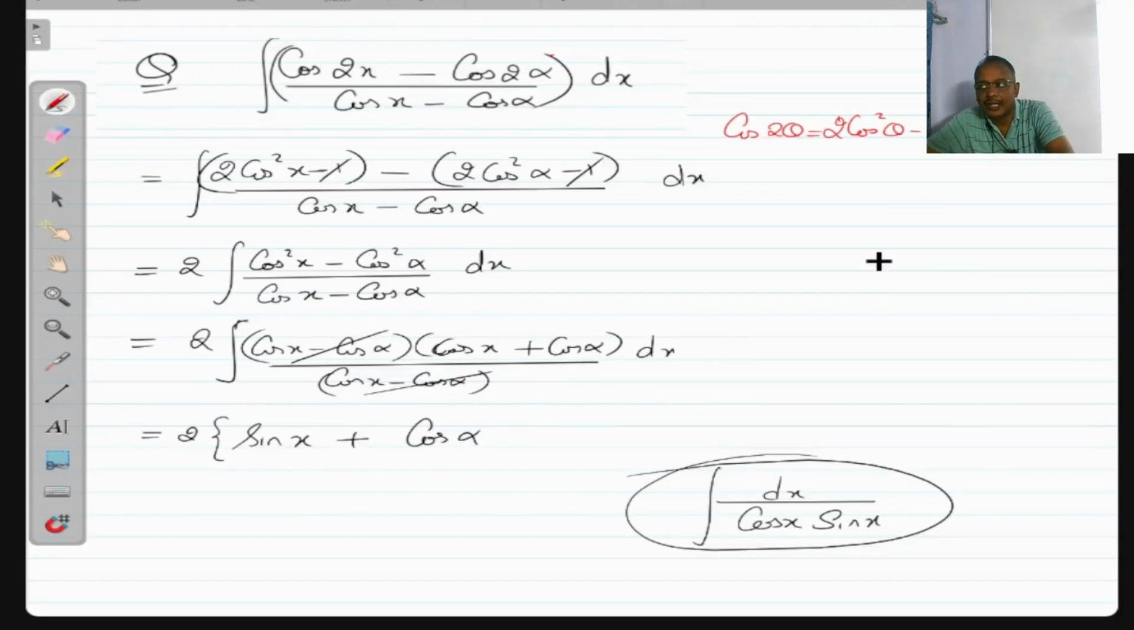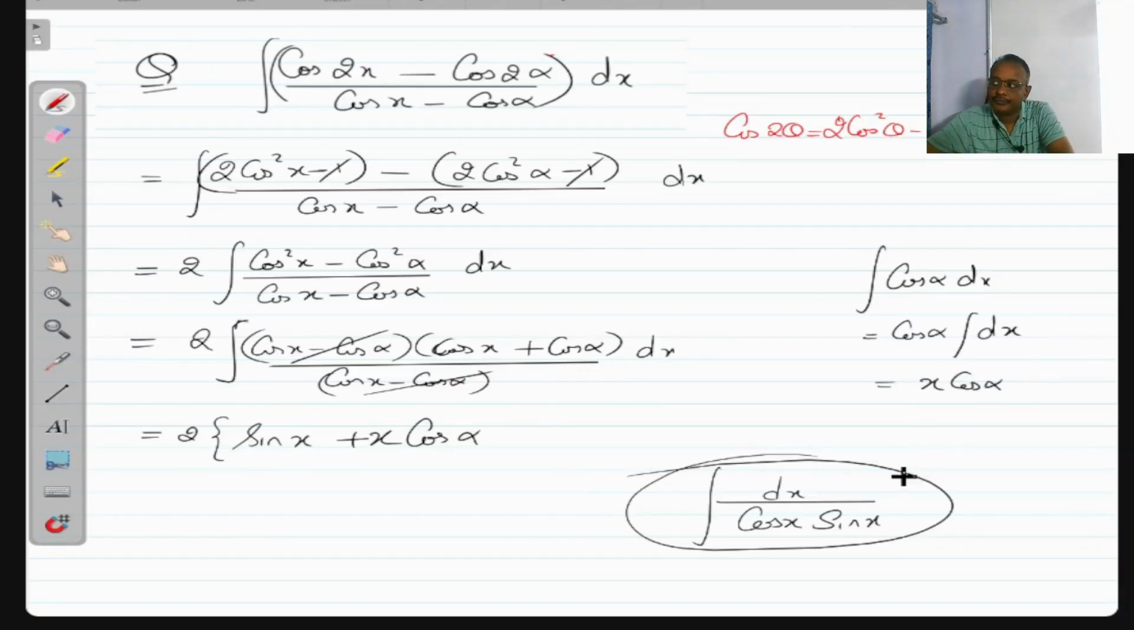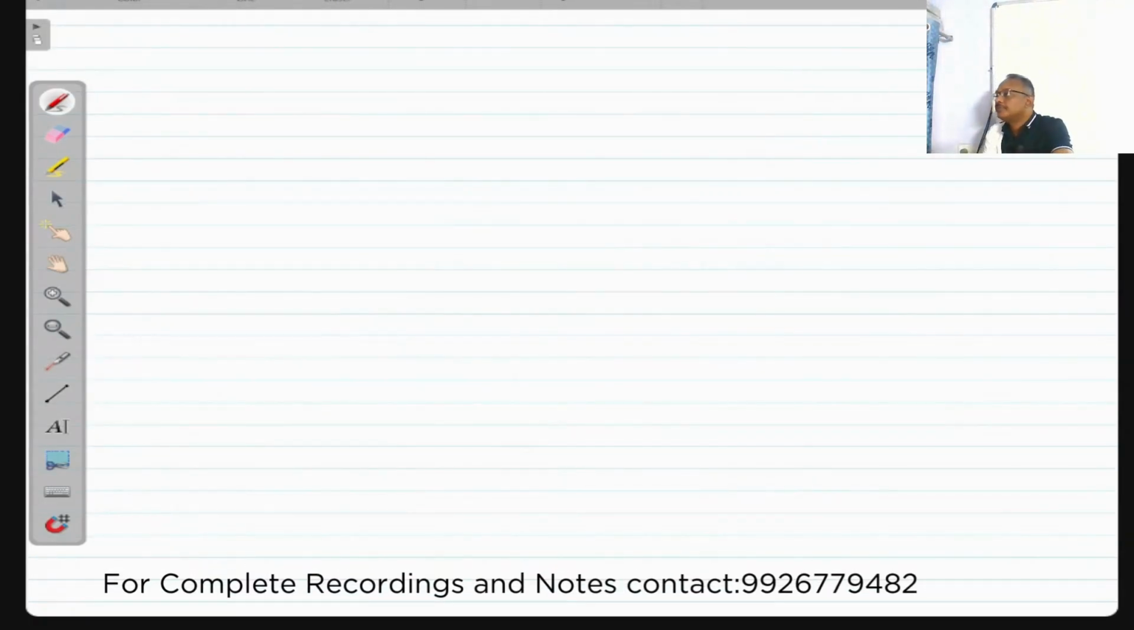Take that constant out. If I want to integrate cos alpha, cos alpha will come out. You will just have integral dx, and integral of dx is x. So the answer would be 2 times sin x plus x cos alpha, and then plus c outside. Don't put c inside the bracket. C should be outside.